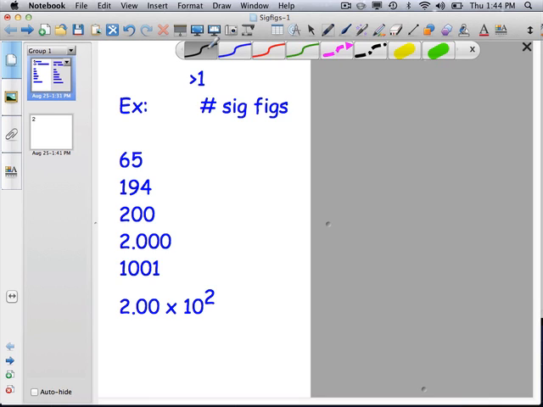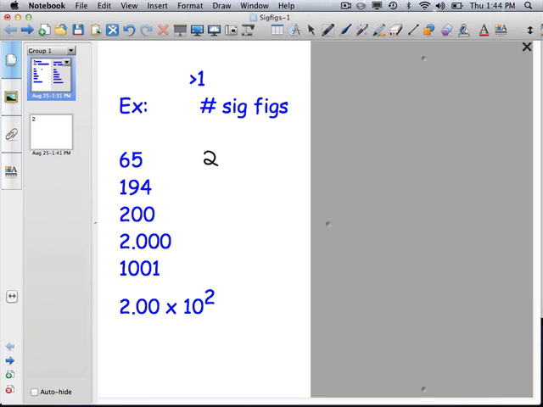This, pretty easy, has 2. I'm sure you'll guess this one has 3. What gets a little more confusing is what do the zeros mean? And for numbers larger than 1, you really have to pay attention to the decimal. If you don't see a decimal, you assume the 0 is only a multiplier. Therefore, only the 2 is significant.